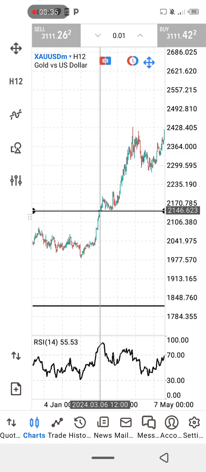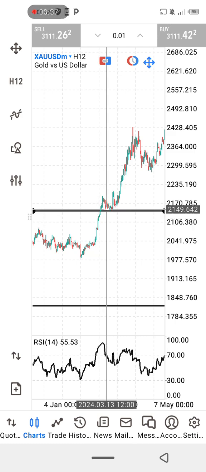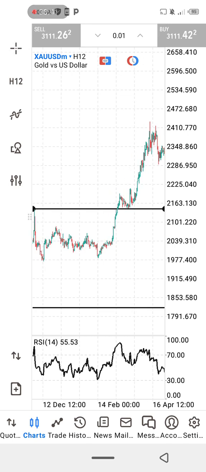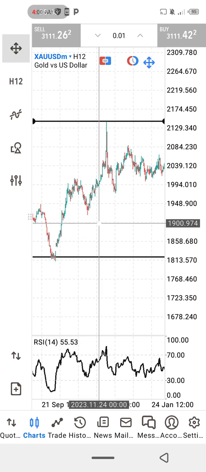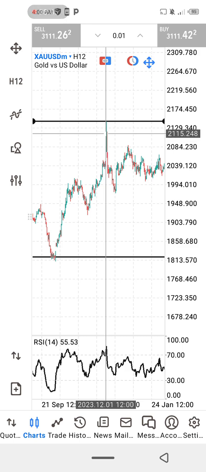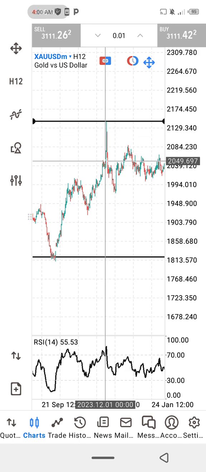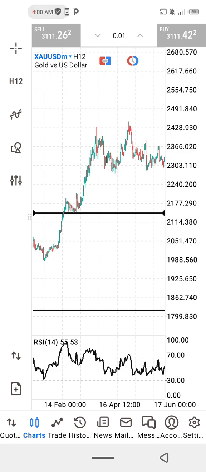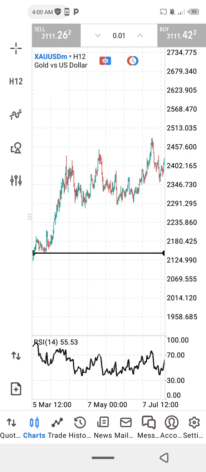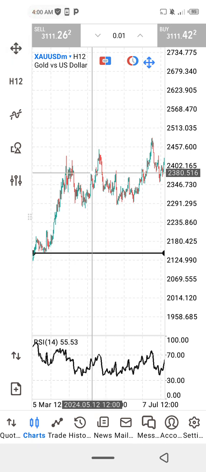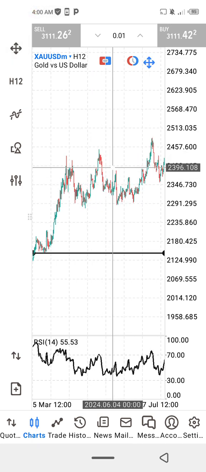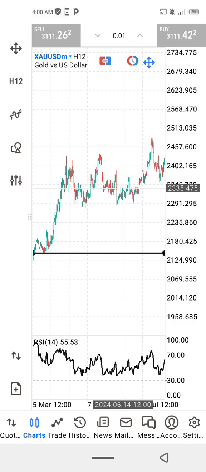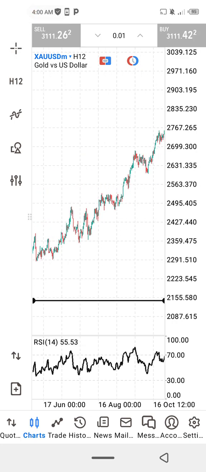So this came here and became support, while here it was resistance. So that's another area we are going to be looking at. And also there was a consolidation at this point. Consolidation. Then there was a push.